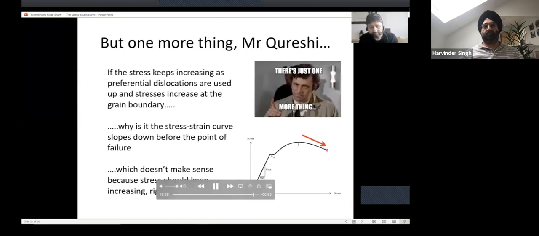But before we go, as Columbo would say, one more thing. If the stress keeps increasing as we're getting these dislocations to move, why is it that on the stress strain curve we have this downward slope where the stress is going down before the point of failure? This is something you see in all the graphical representations of stress strain failure of metals. That really doesn't make sense from anything I've said. So what I'd like you to do is go away, read up and try to solve that mystery of why that happens. It has a very simple, inelegant explanation.